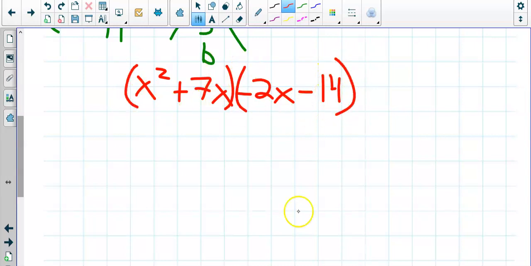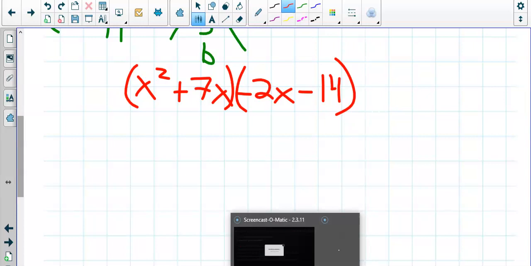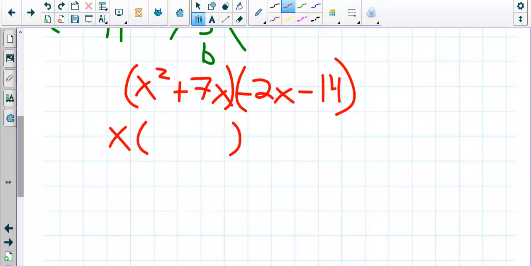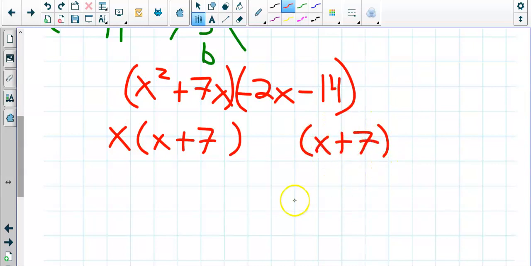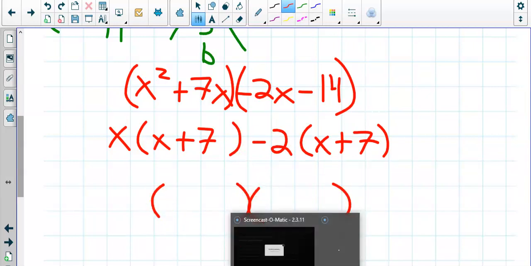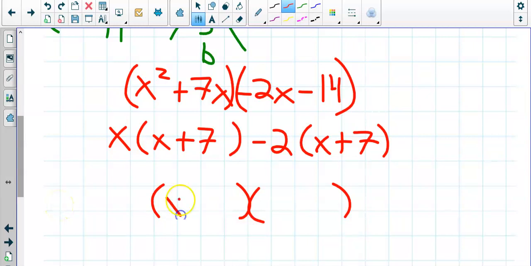So again, we're just grouping. What's coming out of the first parenthesis? X. What's left? And what did I just tell you about grouping? That has to be the same over here. So what times x will give me a negative 2x? Negative 2. And what are the two parentheses now? So she's putting the GCFs first. X plus 7. There you go.